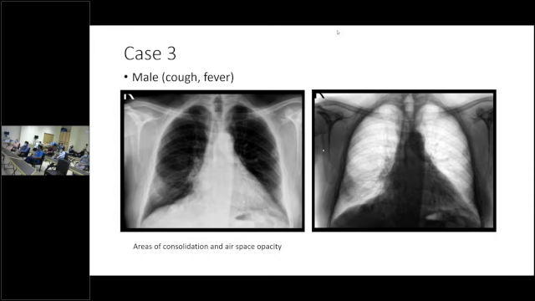But if you compare to this case, which is another male patient who presented with cough and fever, you can appreciate consolidation in the right lower zone. You can't see my arrow, but on the right lower zone, there's a consolidation. And also on the left subpleural peripheries, there are some ground glass appearances.